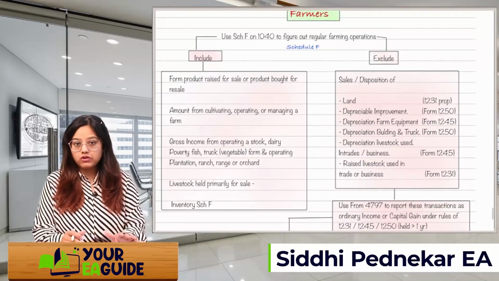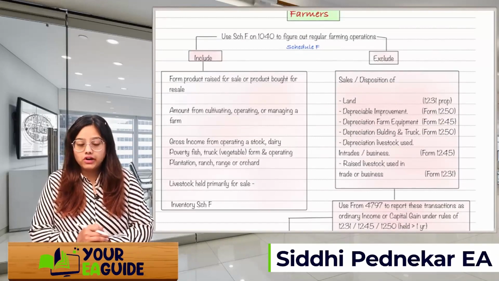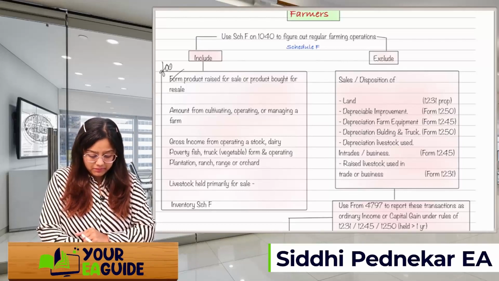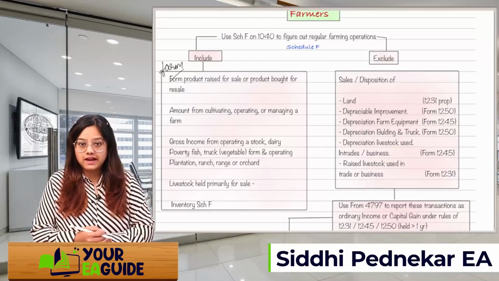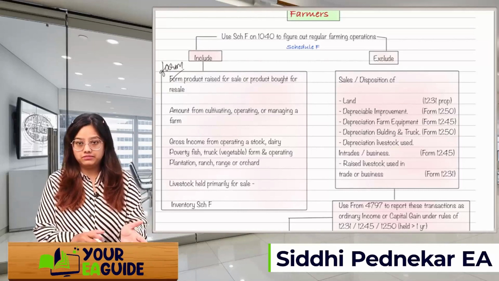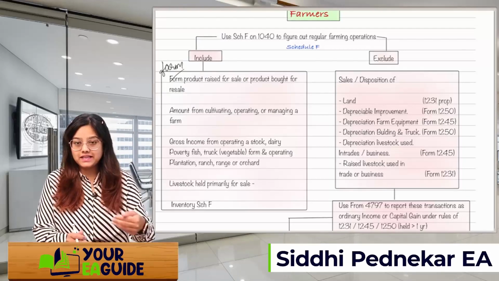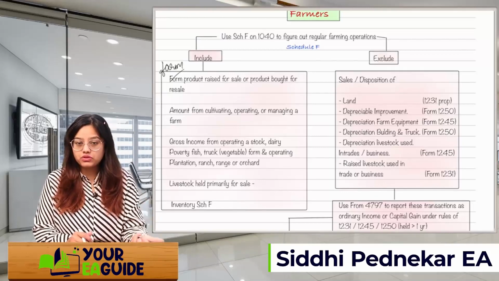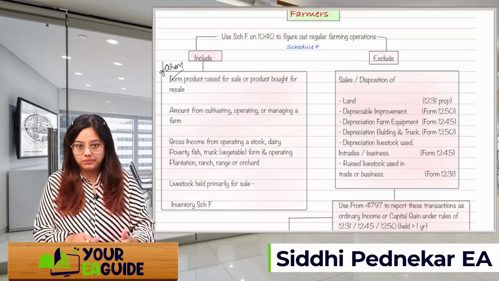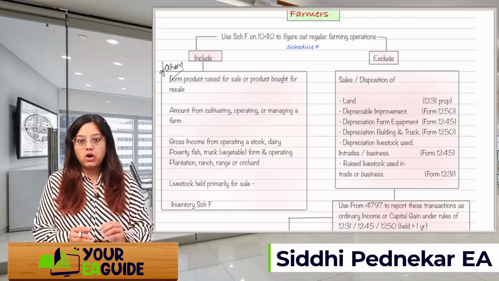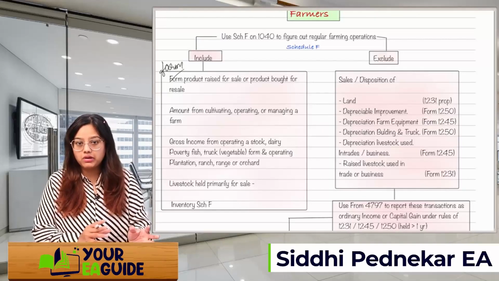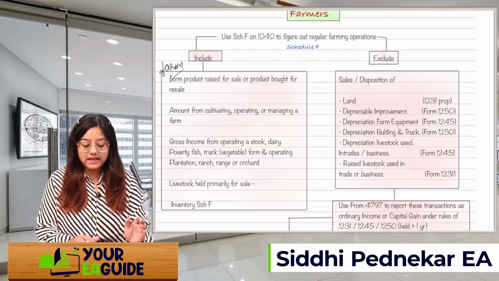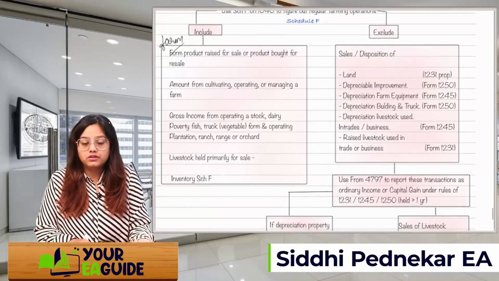So let's see what the inclusions and exclusions are. What things are included on Schedule F? It will include farm products raised for sale or products bought for resale. If you are buying seeds and cultivating them on your own farm and selling those crops, and you are earning the income, then it is your farm income. Whatever amount you incur for cultivating, operating and managing a farm will be included as an expense of your farming business.